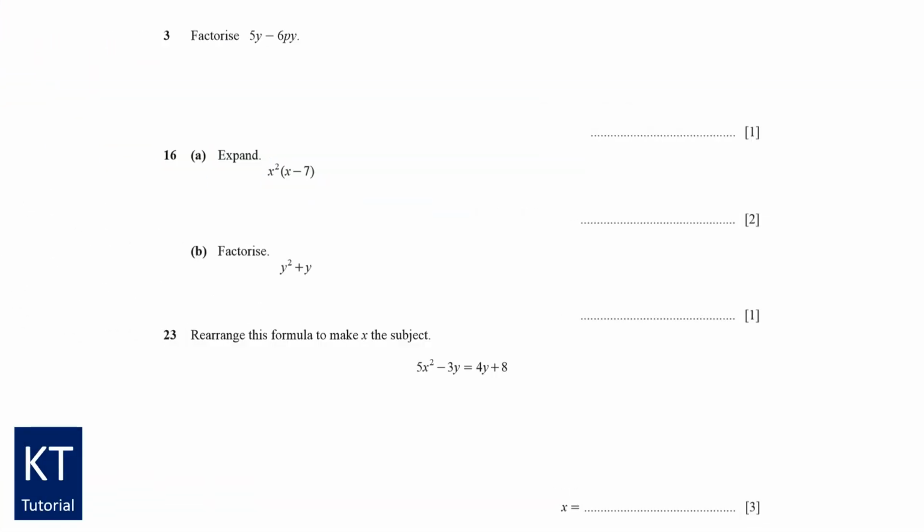Question 3. Factorize the given expression. This is achieved by extracting the common factor y, making the expression into a product of y and 5 minus 6p. Question 16a. Expand the given expression. This is the reverse of factorize, and it would change the expression to being x cubed minus 7x squared.